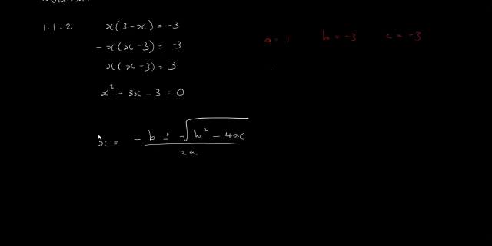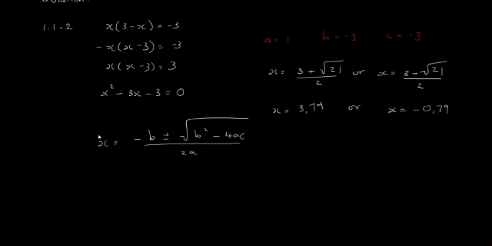By substitution, we easily verify the solutions to be (3 plus square root 21) over 2, or (3 minus square root 21) over 2, which is then left to two decimal places as 3.79 or minus 0.79.